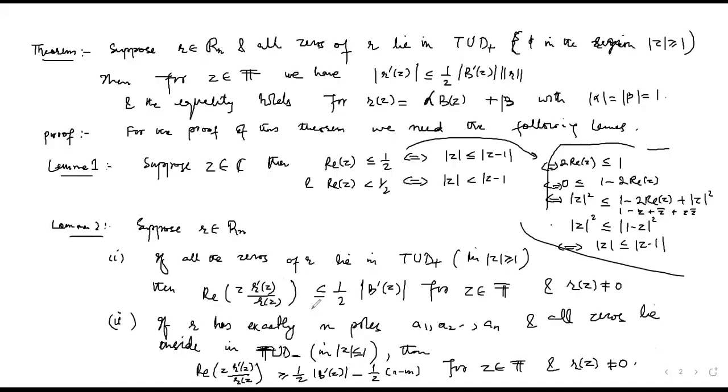Of course, this will be the upper bound, but if the zeros are inside, then this will be greater than or equal to this quantity. That is, this thing minus some quantity, which of course brings into consideration the difference between the poles and the zeros. Okay, so let's prove it. When we prove this, the matter will become clearer.